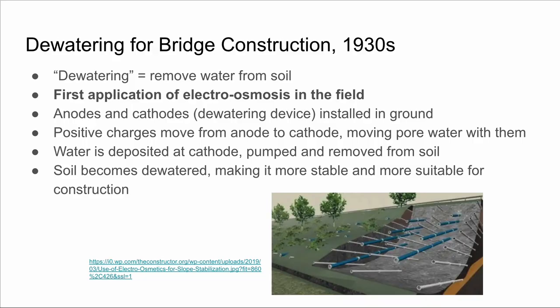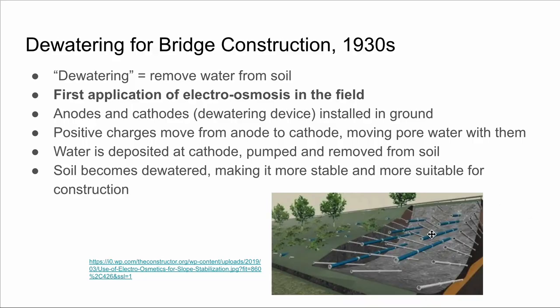Water is then deposited at the cathode, and it's pumped and removed from the soil, and the soil becomes dewatered, which makes it more stable and more suitable for construction. And it makes it more stable for construction because you're not going to have the force of the water within the soil that could potentially knock the foundation around.